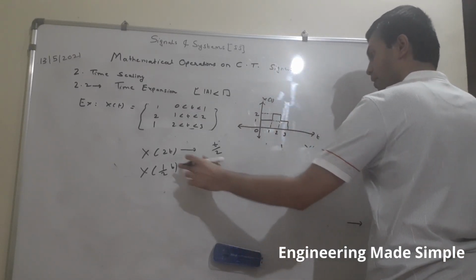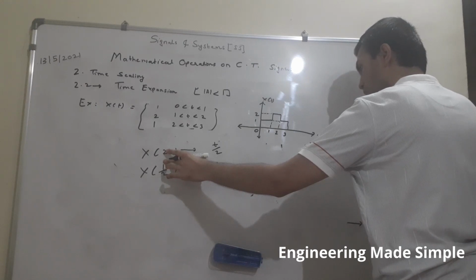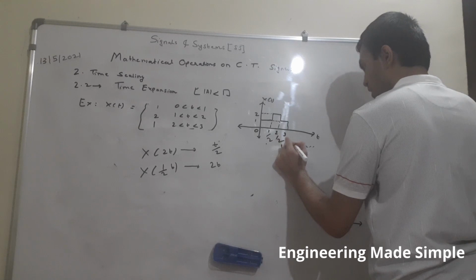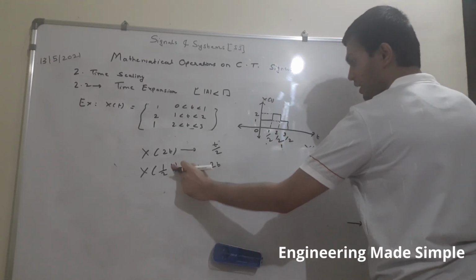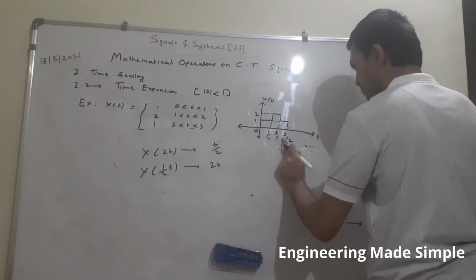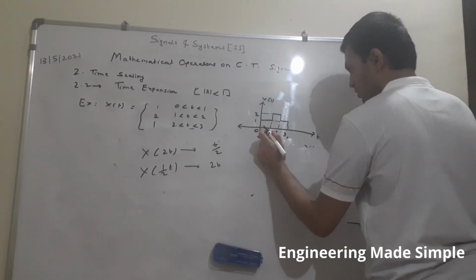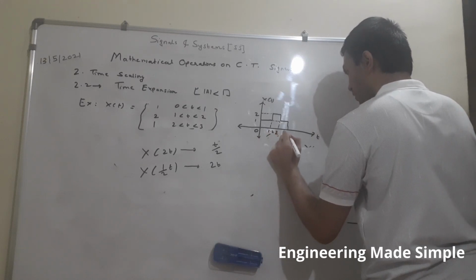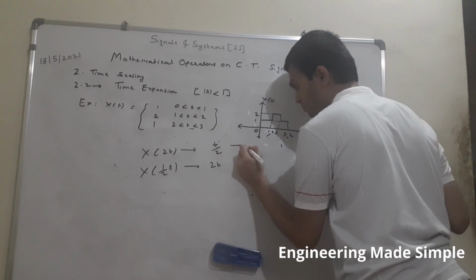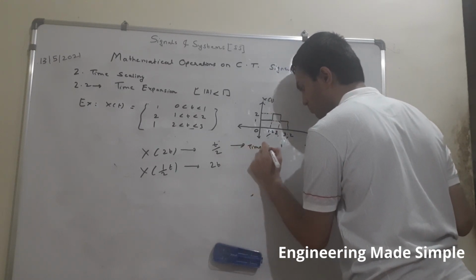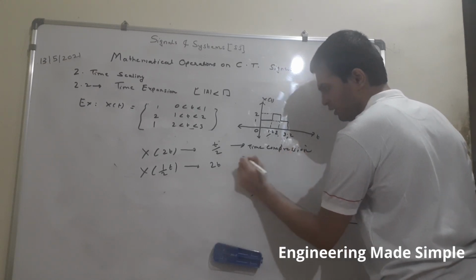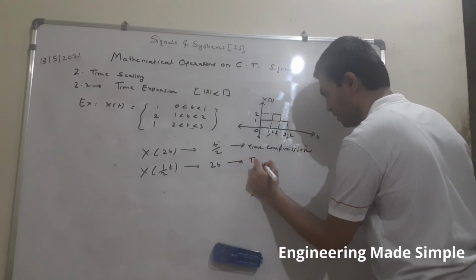Whenever I plotted x of 2t, I divided the time axis by 2, and whenever I was asked to plot x of half t or 0.5t, I multiplied this time axis by 2. So on multiplication and division only I got these two results on two different types of time scalings, which are time compression and time expansion.